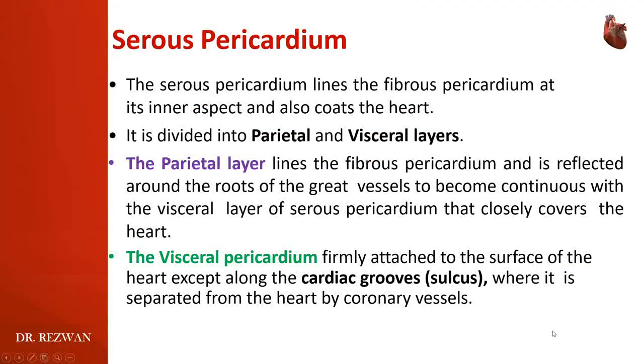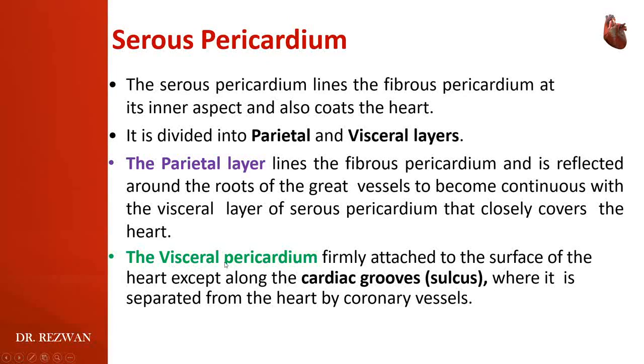Now what about the serous pericardium? The serous pericardium lines the fibrous pericardium at its inner aspect, and also it lines the heart. It is divided into the parietal and the visceral layer. The parietal layer lines the fibrous pericardium and is reflected around the root of the great vessels to become continuous with the visceral layer of the serous pericardium that closely covers the heart.